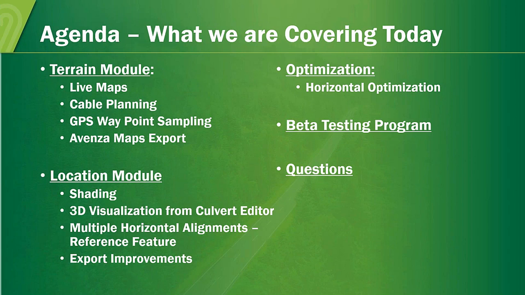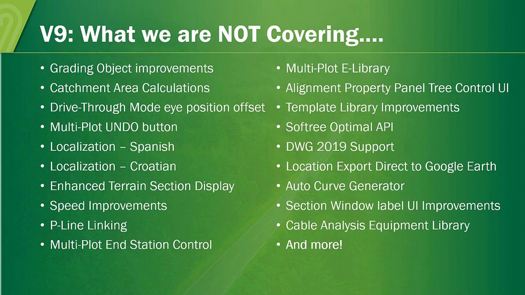So I also wanted to highlight what we are not covering today. So there's a whole bunch of other improvements and changes in the software, and we're not going to be talking about these ones. We've got a Spanish version, a Croatian version that are now available in 9. So we've localized the software, some changes to drive-through mode, catchment area calculations, grading object improvements, speed improvements, auto curve generators, and a lot more stuff. I think this list we're probably missing quite a few.